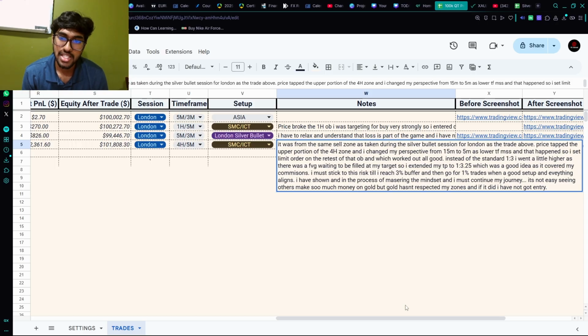I must stick to this risk until I reach 3% buffer and then go for 1% risk trades when a good setup and everything aligns. I have shown and in the process of mastering the mindset, and I must continue my journey. It's not easy seeing others make so much money on gold, but gold hasn't respected my zones, and if it did, I have not got any entry.